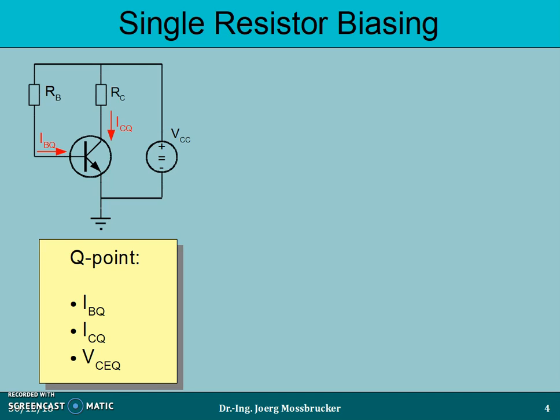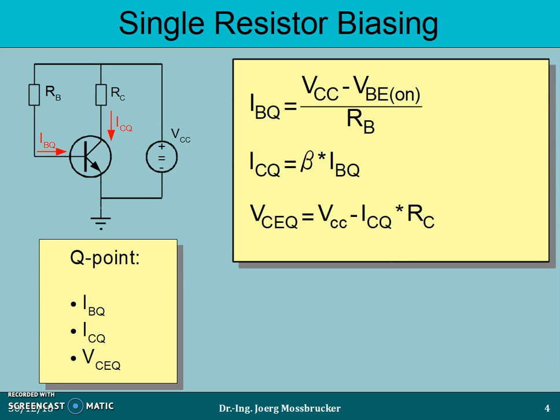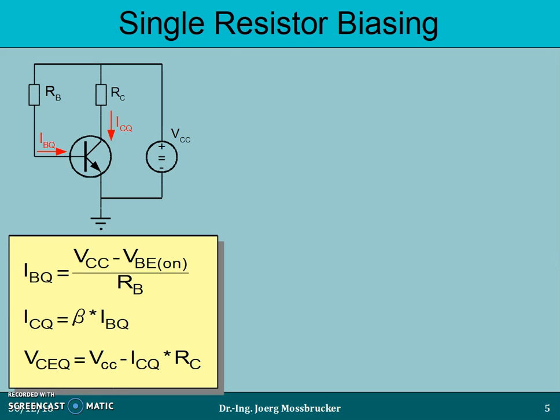Here we have the common emitter configuration using a single resistor to bias the BJT. The Q point is determined by the base current, the collector current, and the collector emitter voltage, and these three can be calculated according to those equations on the right hand side.